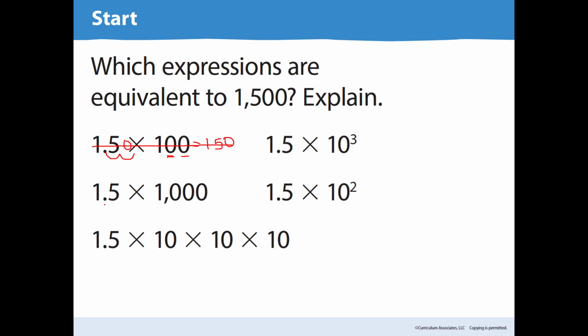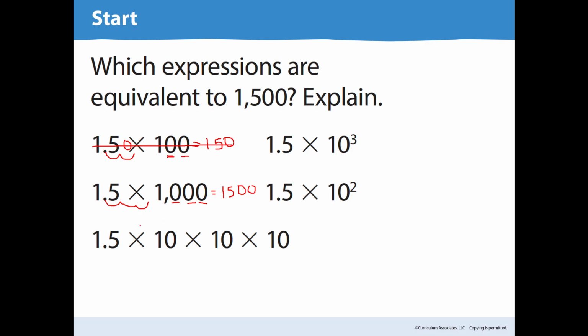The next one is 1 5/10 times 1,000. When I multiply by 1,000, I move my decimal 3 times, moving it 1, 2, 3, and those are going to have zeros. So this is going to equal 1, 5, and then 0, 0. And that one does check out, 1,500.